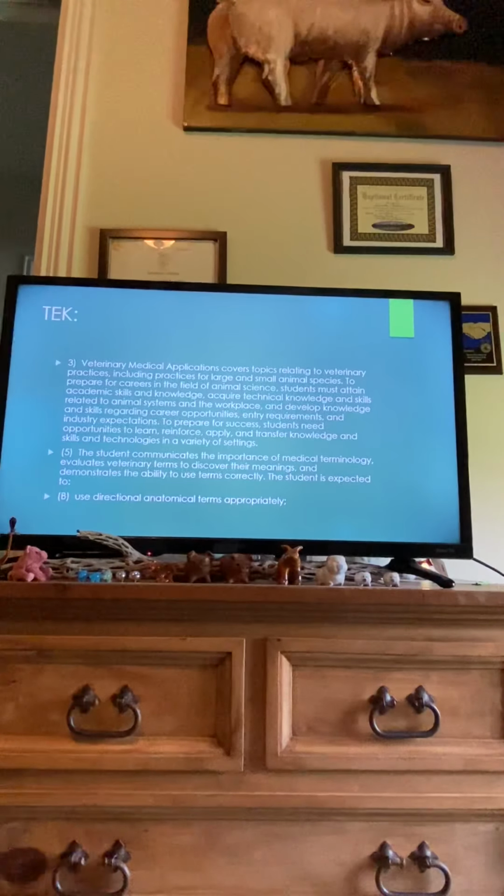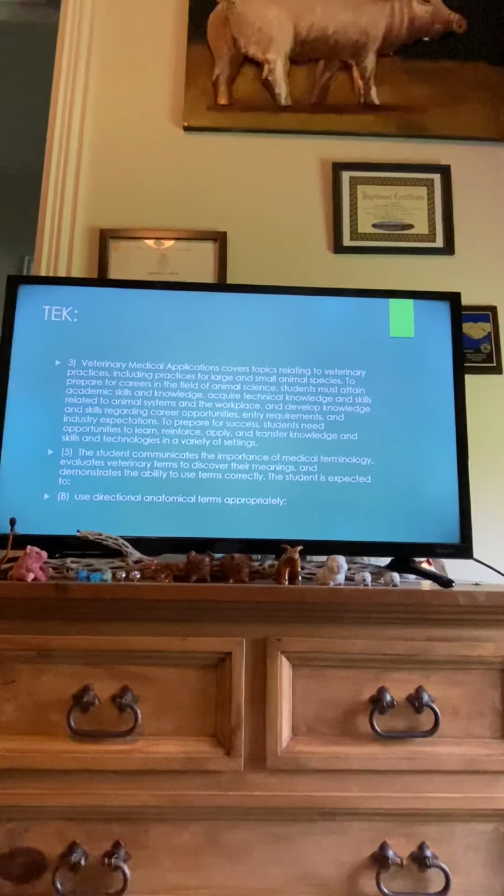To prepare for careers in the field of animal science, students must attain academic skills and knowledge, acquire technical knowledge and skills, relate to animal systems and the workplace, and develop knowledge and skills regarding career opportunities, entry requirements, and industry expectations. To prepare for success, students need opportunities to learn, reinforce, apply, and transfer knowledge and skills and technologies in a variety of settings.